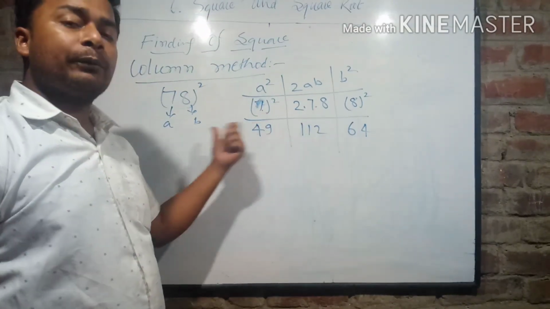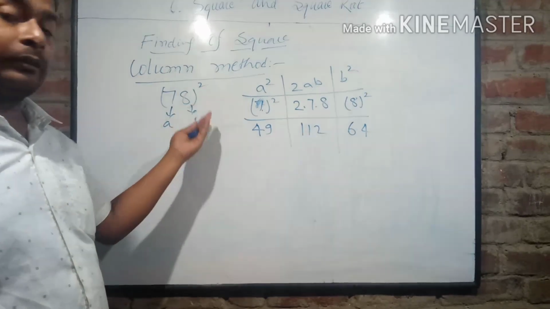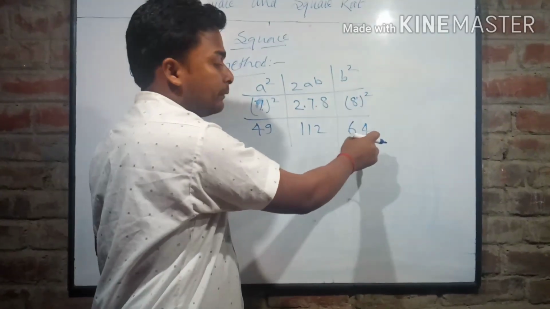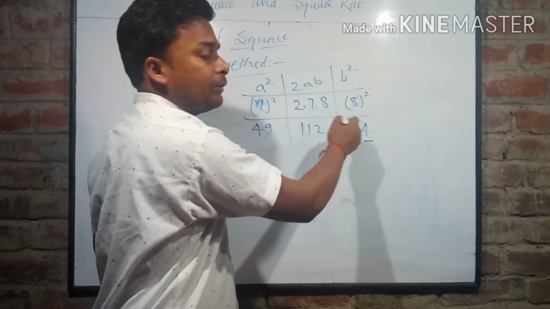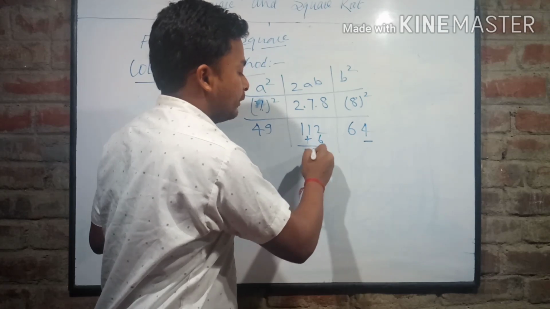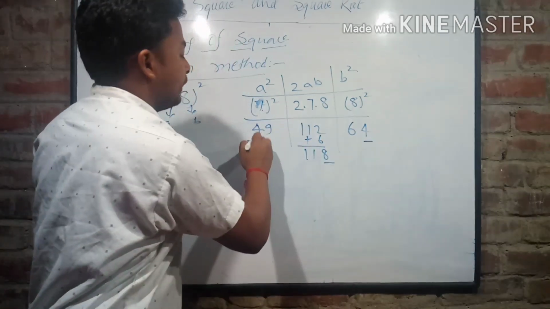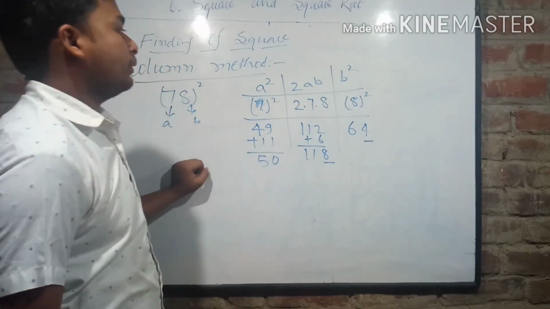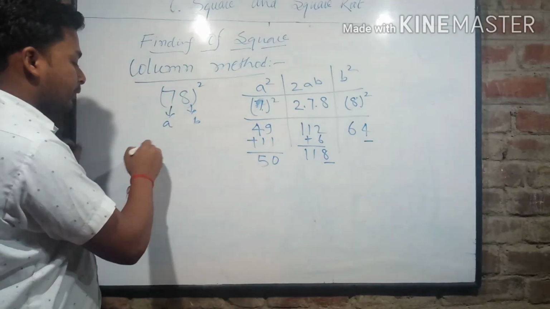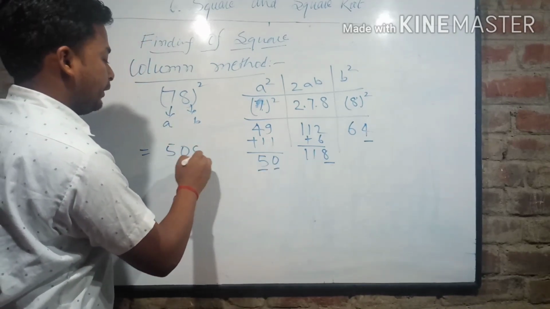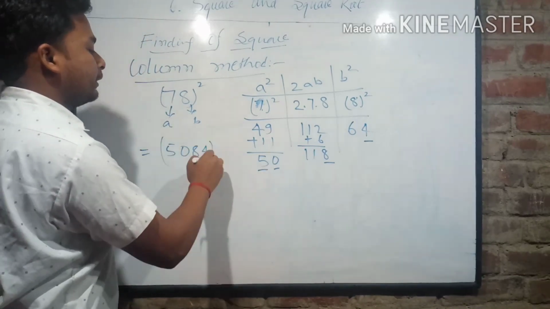Now the same process will be repeated as what we have done in the diagonal method: the unit place is your result and the rest of the part will go as a carry forward, and so on. So what is the answer of 78 square? That is equal to 6084. This is the result.